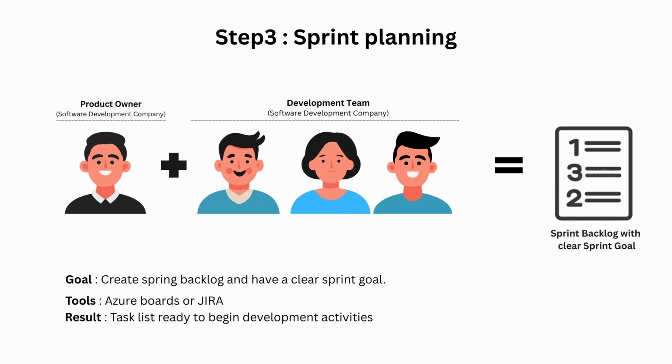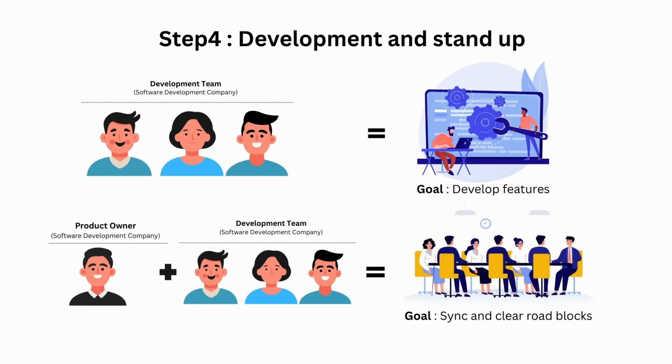By the end of this session, the team has created a sprint backlog, the list of stories they will deliver, and agreed on a clear sprint goal that unites their effort for the cycle ahead. Next step is the actual development and daily stand-up.